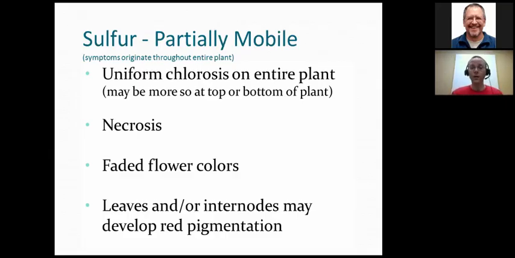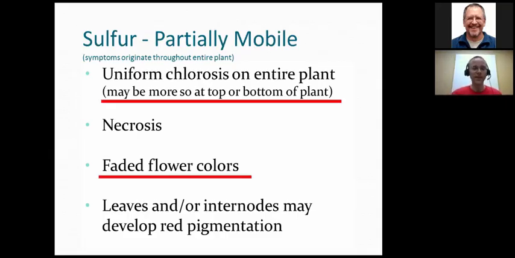So let's look at what is really different. And that's going to be the faded flower colors. And we're still going to look at the chlorosis, but it's more so the uniformness throughout the whole plant.